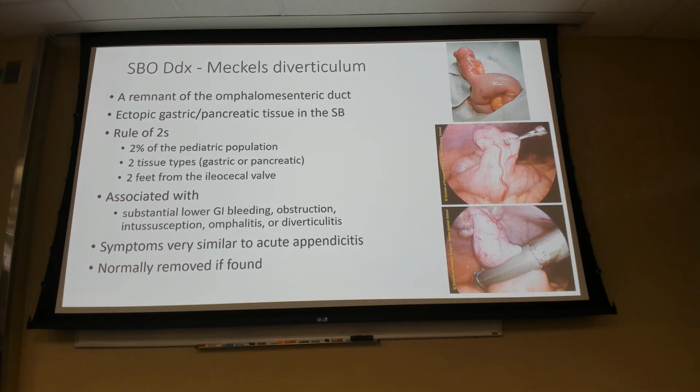And then Meckel's, we kind of talked about those. This is the rule of twos: 2-year-olds, twice as many males to females, 2% of the population, and then 2 types of tissue, 2 feet from the ileocecal valve.